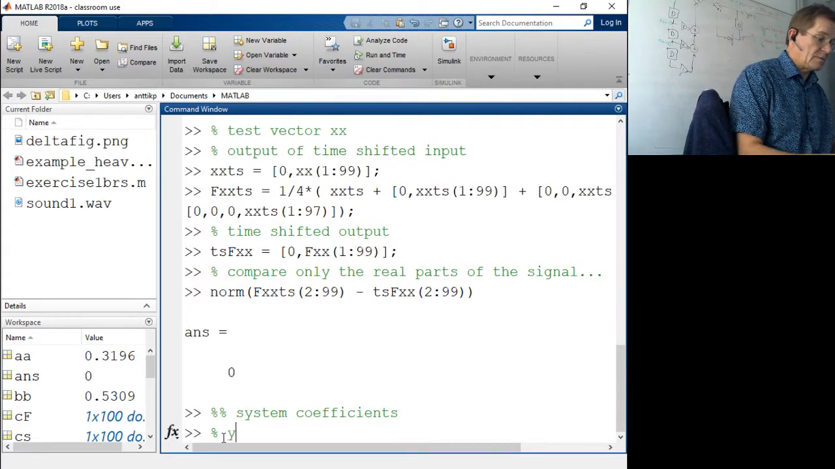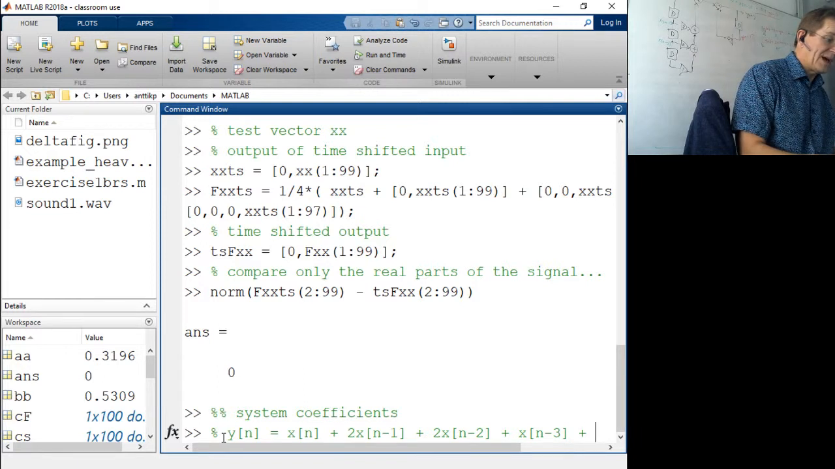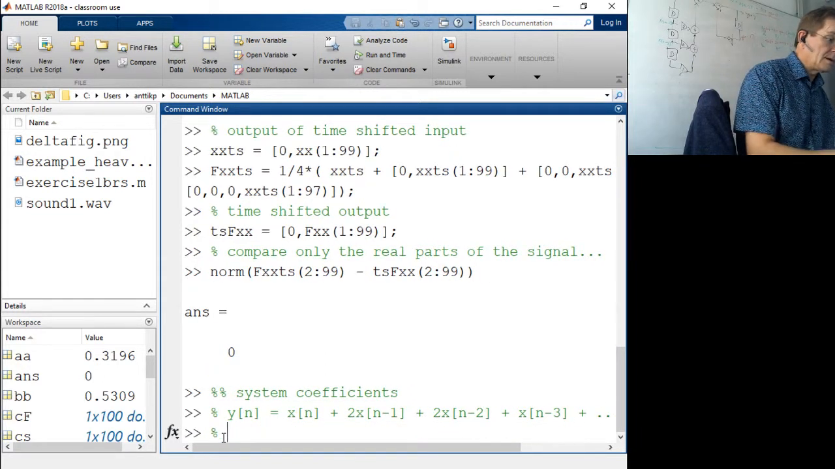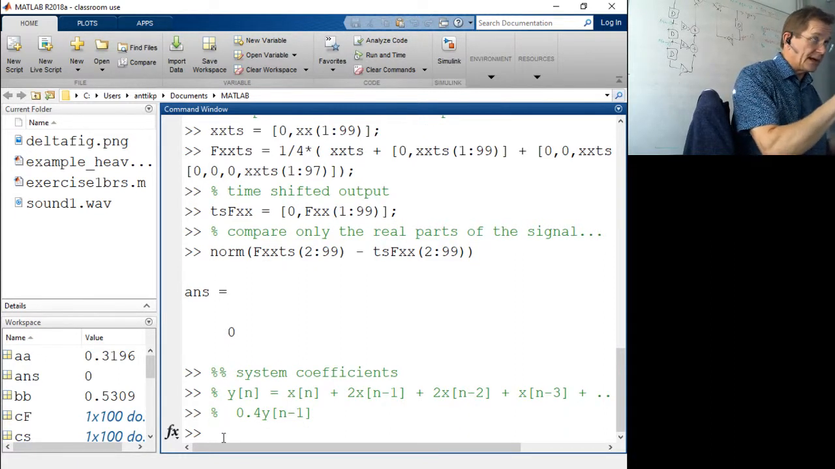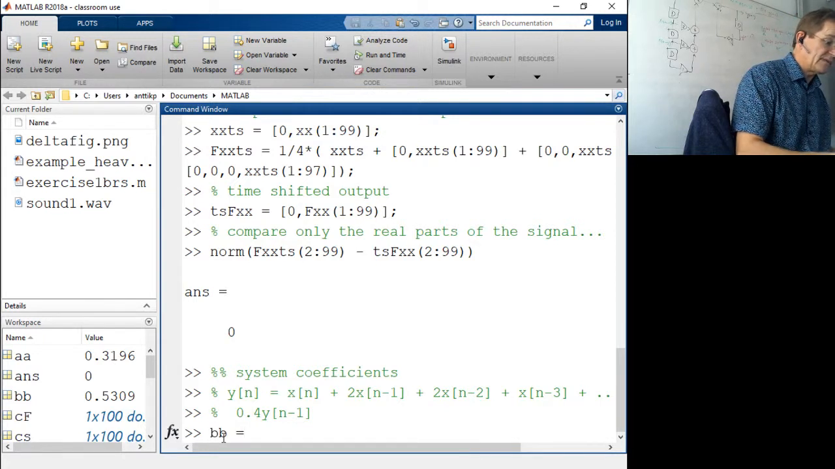So first we have this y of n. The difference equation was x of n plus 2x of n minus 1 plus 2x of n minus 2 plus x of n minus 3, plus 0.4 times y of n minus 1, and then y of n minus 1, which means the system coefficients now, bb equals the vector 1, 2, 2, 1.